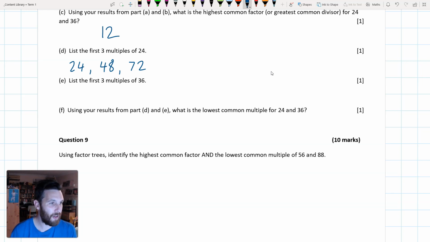For 36, we've got 36, which is 1 times 36. 72 is the next one. And then if I added 36 on again, I would get 108. Now, using our results for those two questions, what's the lowest common multiple for both of those numbers? So we're looking for the smallest number that 24 and 36 both fit into, which is 72.